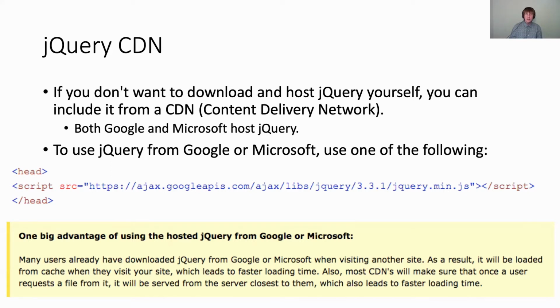really fast loading times. Also, most CDNs will make sure that once a user requests a file from it, it'll be served from the server closest to them, which also leads to faster loading times. Let's say I'm loading jQuery from a CDN, and jQuery is on Google servers in the US and in Australia. And a user from the US loads that CDN. Well, Google is going to see the user is from the US, so it's not going to request it from Australia. It's going to request it from the United States, which will then lead to faster loading times because that server is much closer to the user.